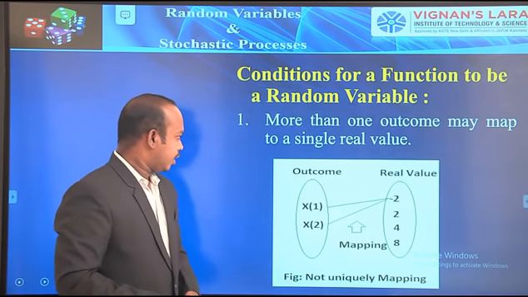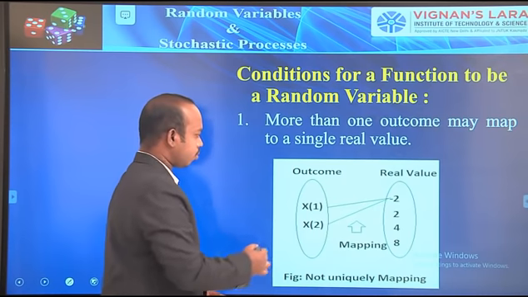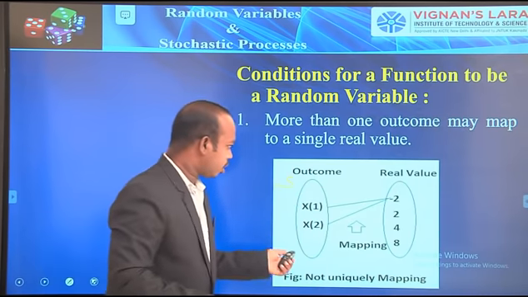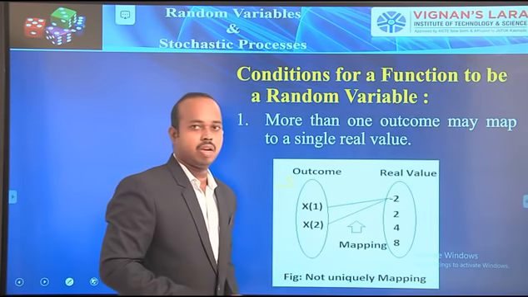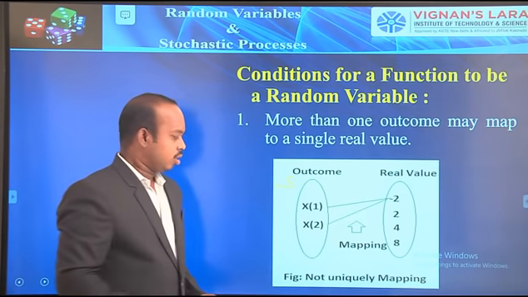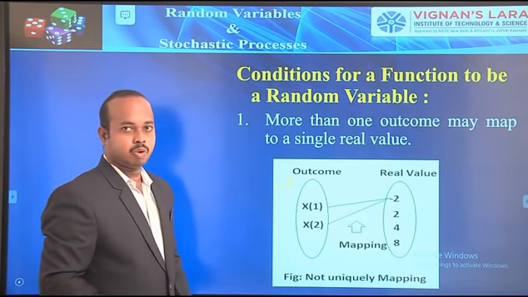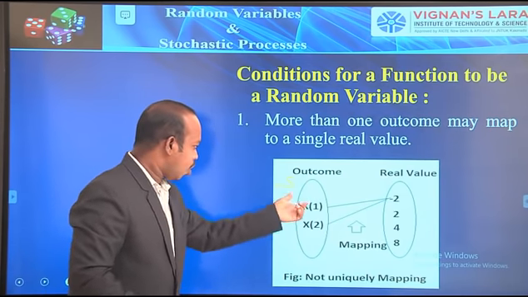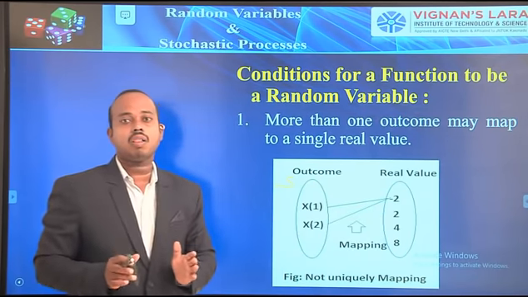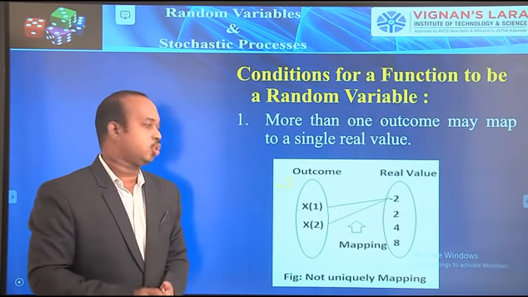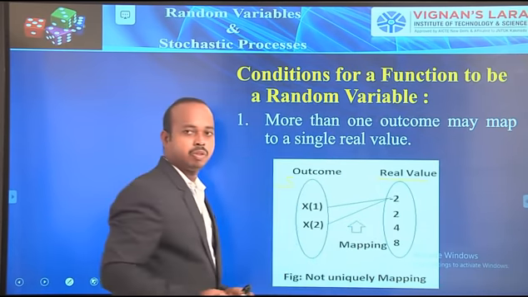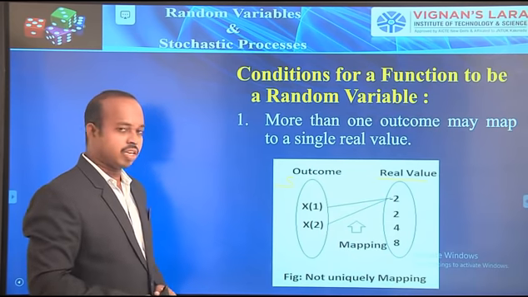I am taking the outcomes. Outcomes is a sample space. Here the outcomes can be mapped to real values. The real values here are only -2. Here the relation is providing that the outcomes are not uniquely mapping, but all the elements must be mapped to real values. This one is the first condition.